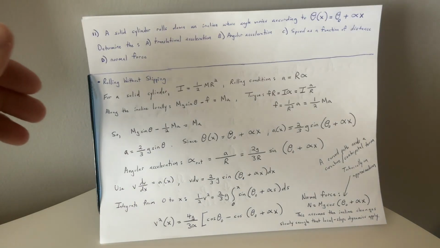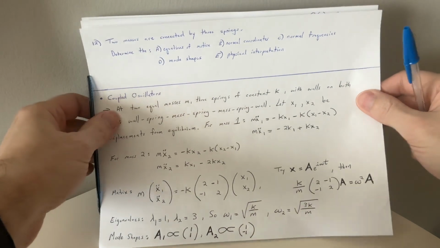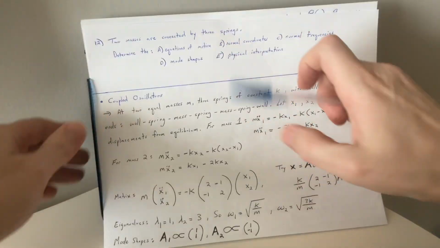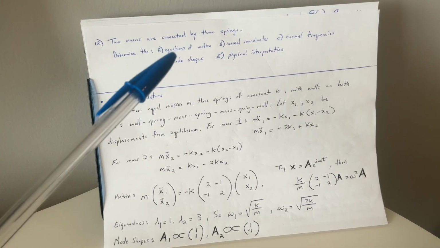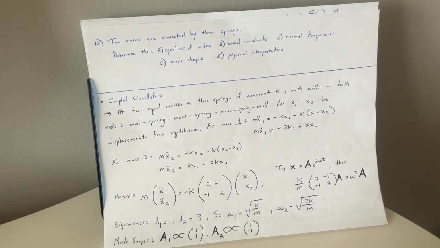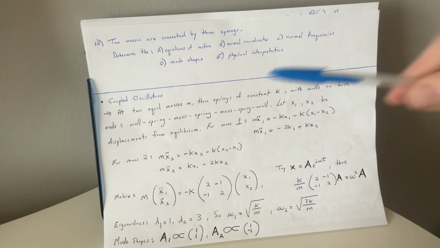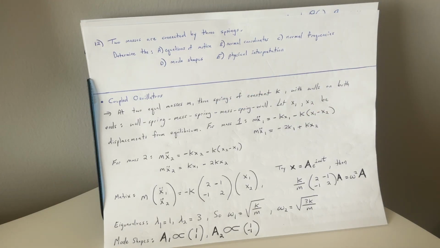Moving along now to number 12. Two masses are connected on 3 springs. Determine the equations of motion, the normal coordinates, the normal frequencies, the mode shapes, and the physical interpretation. So this is a coupled oscillators problem, with 2 equal masses m and 3 springs of constant k, with walls on both ends.